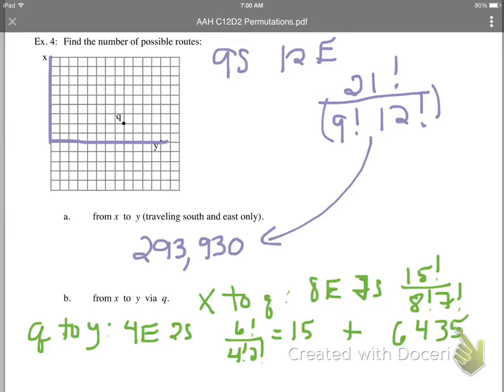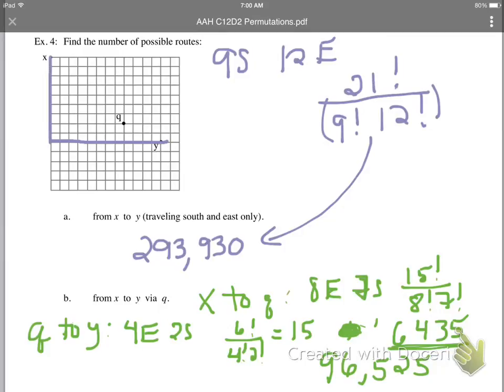You add those together. Oh, just kidding. You multiply those, because we're going from X to Q and then from Q to Y, so we multiply. When we multiply those, we get 96,525. And this will be examples you'll see on your homework and possibly on quizzes.